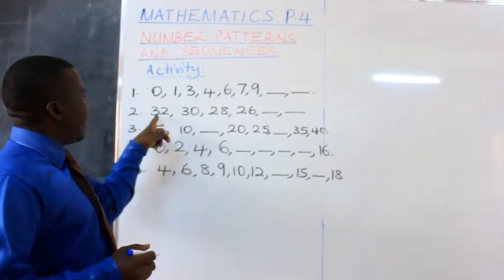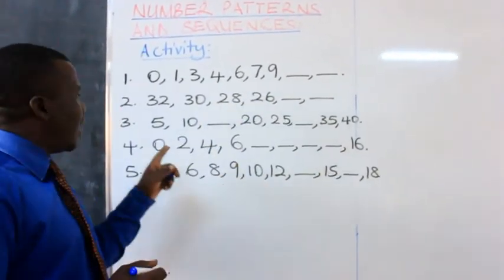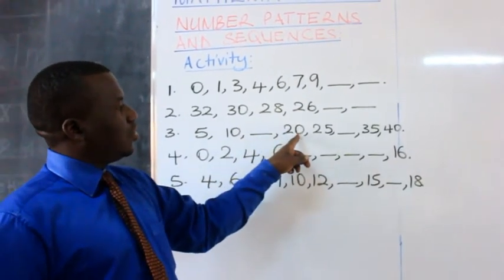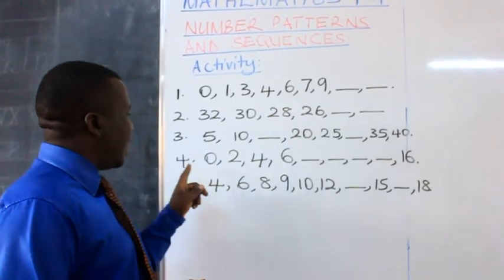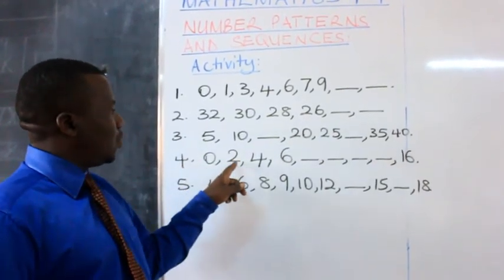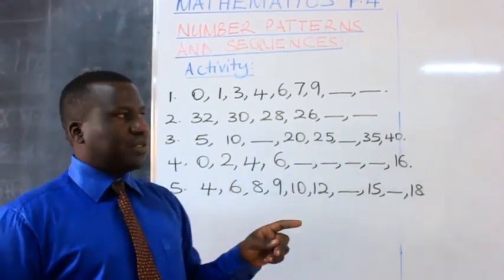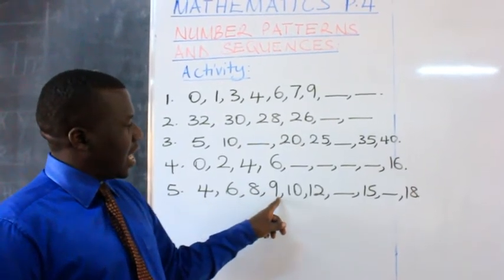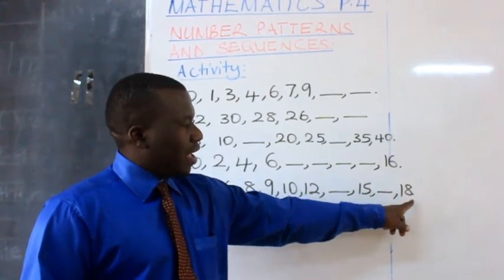In our number 2, we have 32, 30, 28, 26, dash. In our number 3, we have 5, 10, dash, 20, 25, dash, 35, 40. In our number 4, we have 0, 2, 4, 6, dash, 16. In our number 5, we have 4, 6, 8, 9, 10, 12, dash, 15, dash, 18.